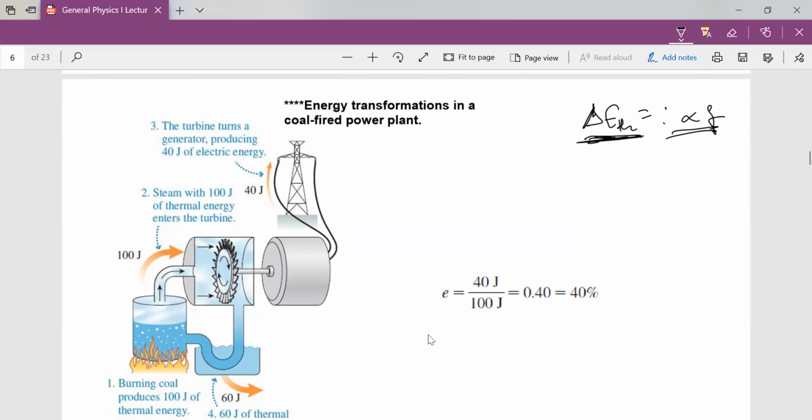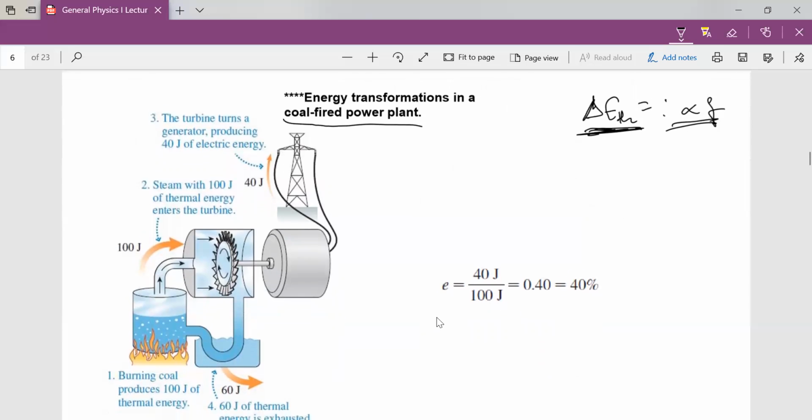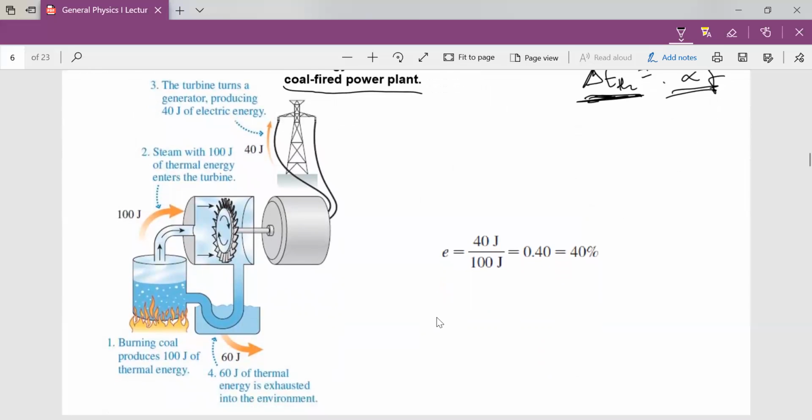transformation process, looking at the energy transformation in the coal-fired power plant. Now, if we look closely at this power plant, we see the water in the tank here increasing its kinetic energy, that is supplying thermal energy into the system, which is 100 joules, was supplied into the system. It heats up the water, gives out steam that was sent into the turbine to turn the turbine, okay? So 100 joules of energy from the steam was sent into the turbine, which turns the turbine, and then the output was 40 joules.